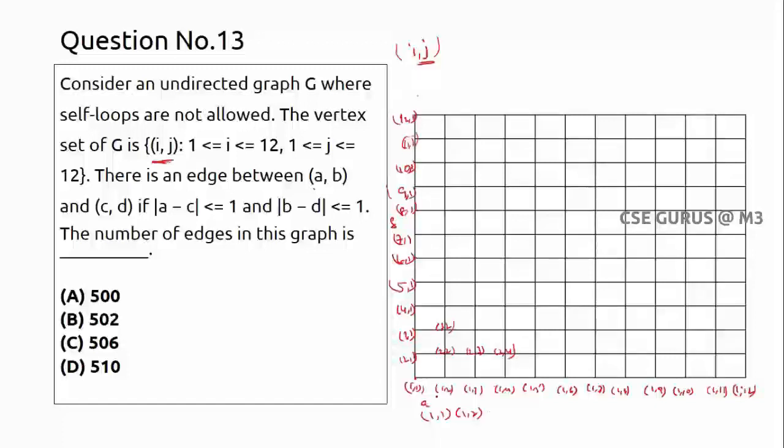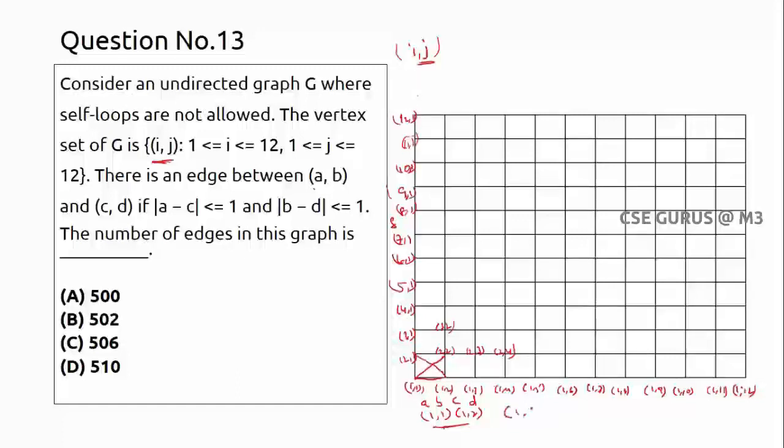So if I take this as A, this as B, this as C, D, I can say, what is A minus C? 1 minus 1 is 0, of course less than 1, and 1 minus 2, yes, fine. I can take this as one edge. So like this, I can take 1 comma 1, 2 comma 2 also. I can take 2 comma 1, 1 comma 2 also.